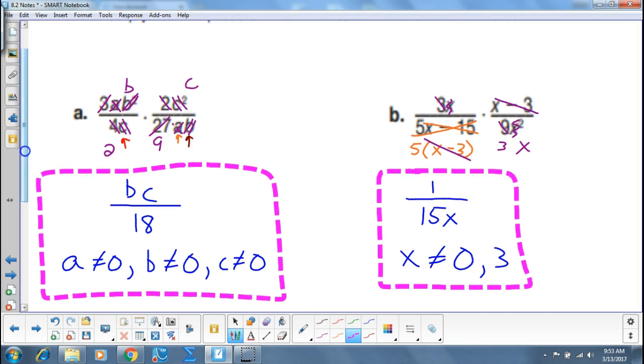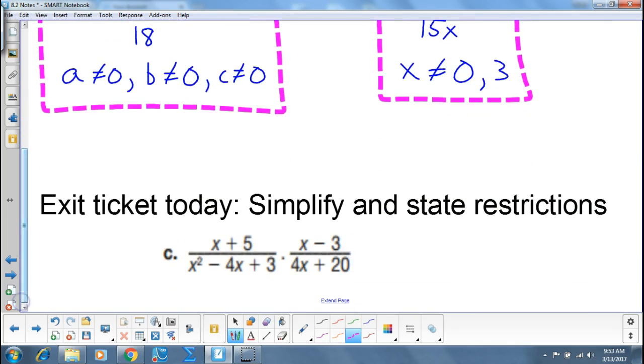Exit ticket today. You have just enough time. C is your exit ticket. Nope, I'll check it as you leave.